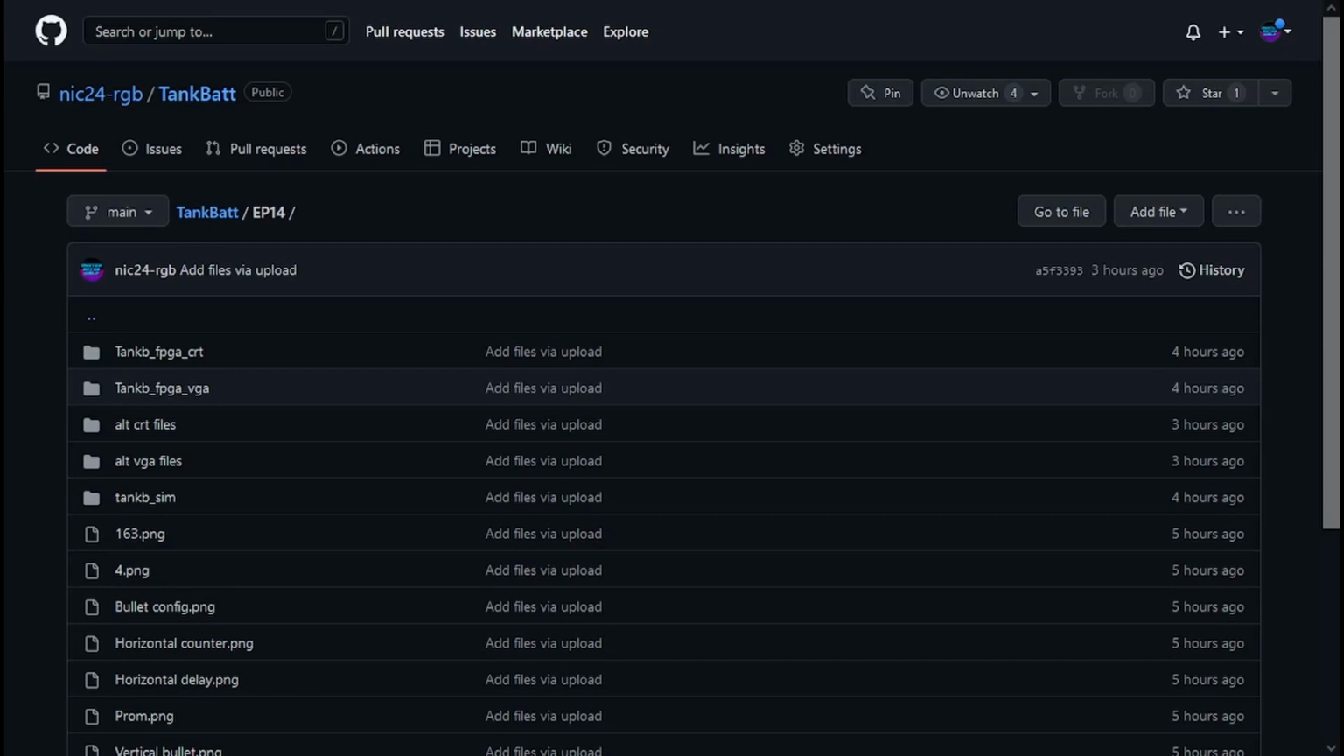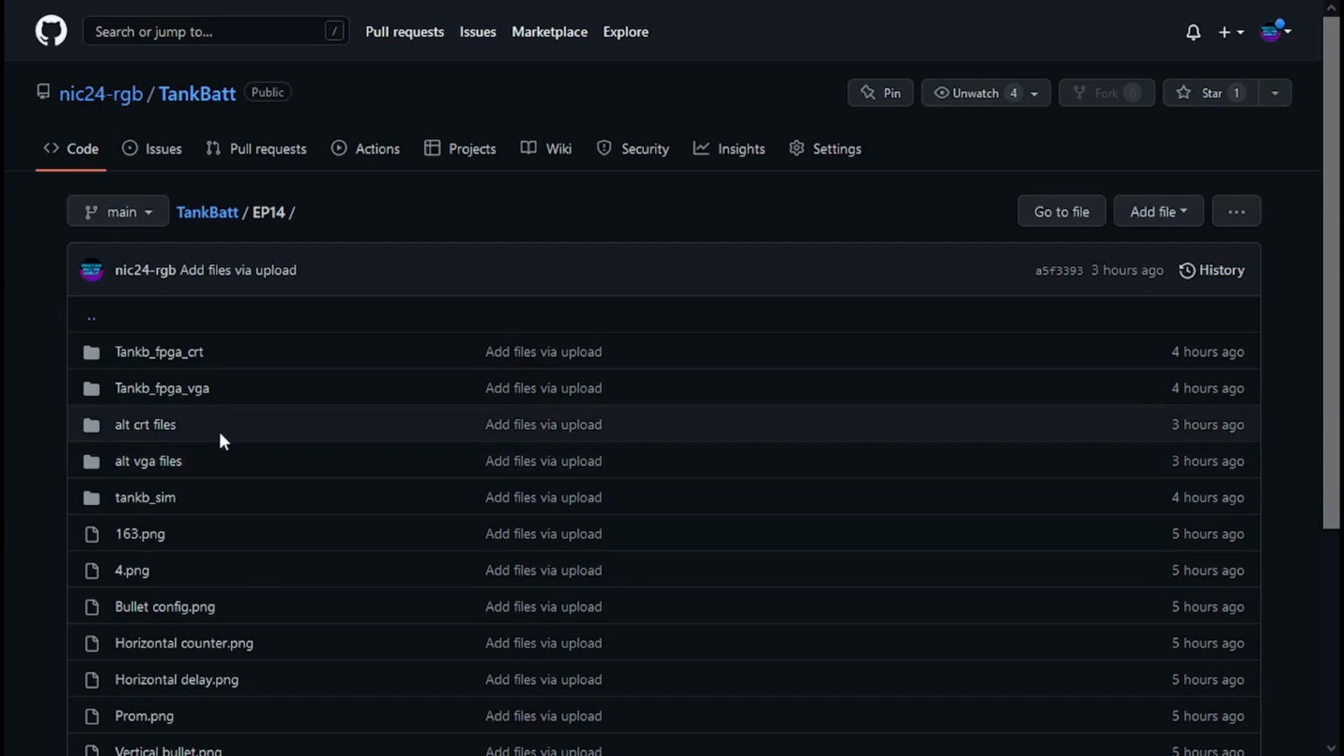So for the Verilog code, we're back on the GitHub on episode 14. And we've got 5 folders. We've got the Tank FPGA CRT, the VGA version, the Tank Sim that we've been using for the waveform traces we've seen so far in the episode, and then we've got this alt CRT files and alt VGA.